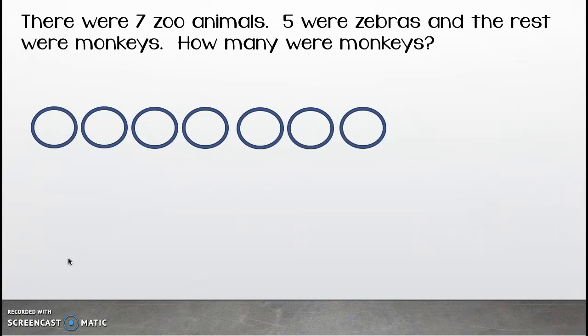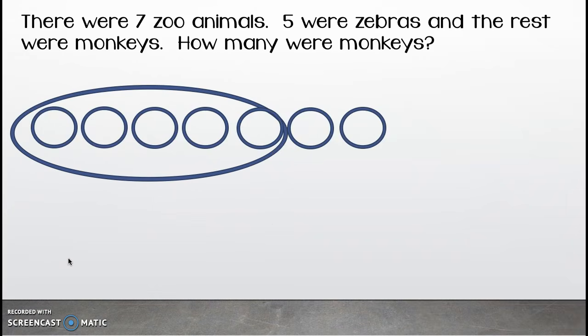Okay, then it said 5 were zebras. What can we do to that picture to show that 5 were zebras? Oh, you're so good. Yeah, let's circle 5. 1, 2, 3, 4, 5. Here we go. Remember, it's very important that we keep our drawings nice and neat. All right, and the rest were monkeys.